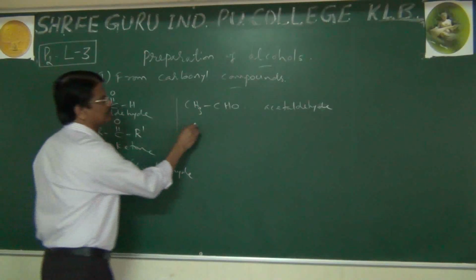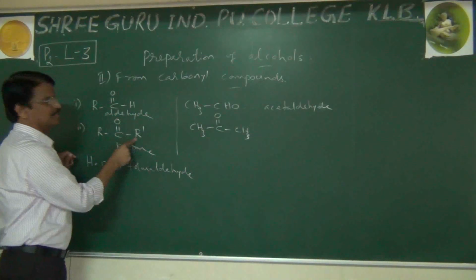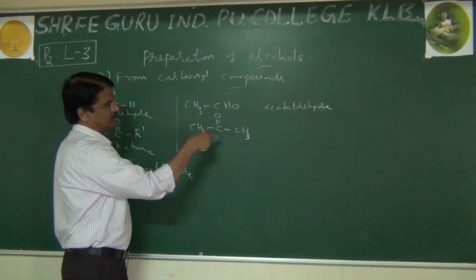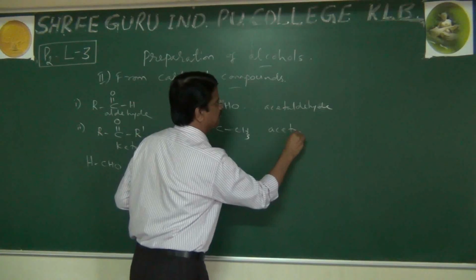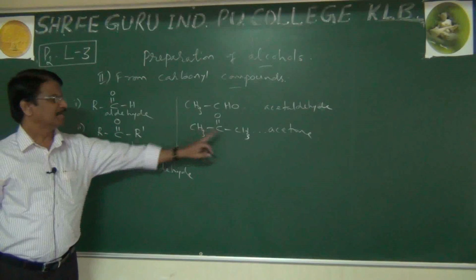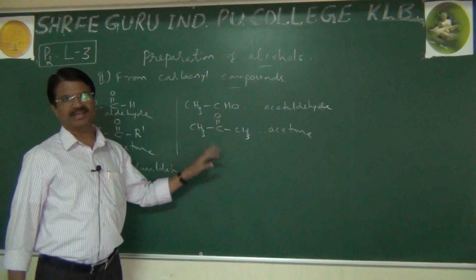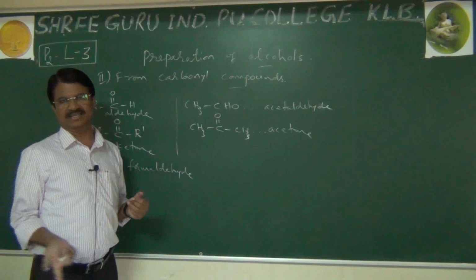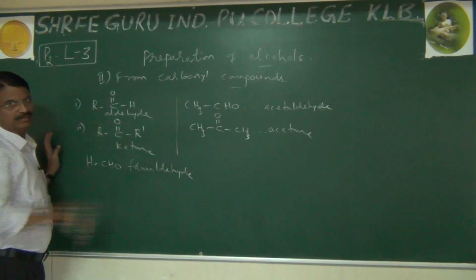And for ketones, it is R-CO-R'. R and R' may be the same or different. If they are the same, it is called a simple ketone, and the name of this one is acetone, or dimethyl ketone. With 4 carbons, butanone; 5 carbons, pentanone, or ethyl methyl ketone, diethyl ketone, etc. So these are called aldehyde and ketone molecules.